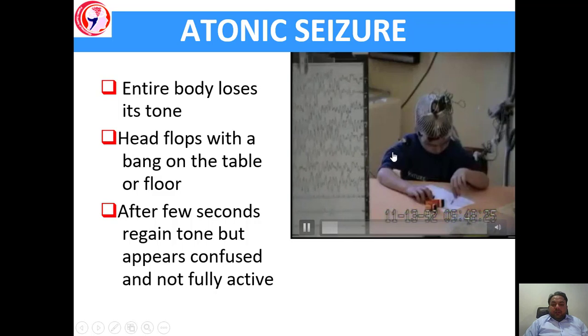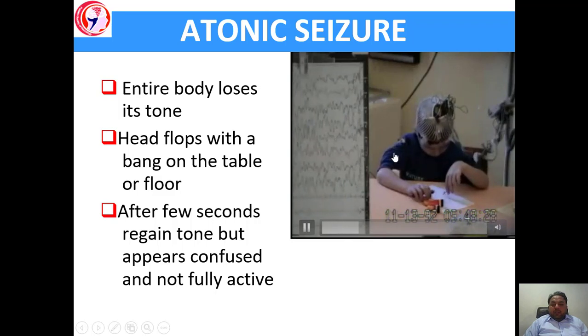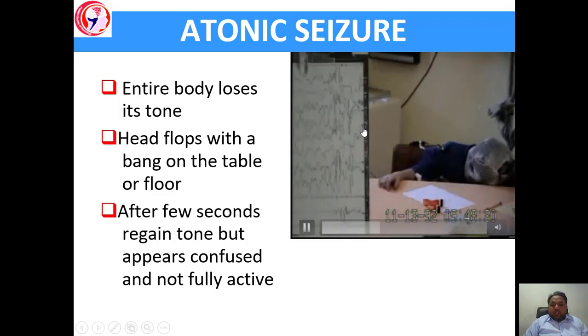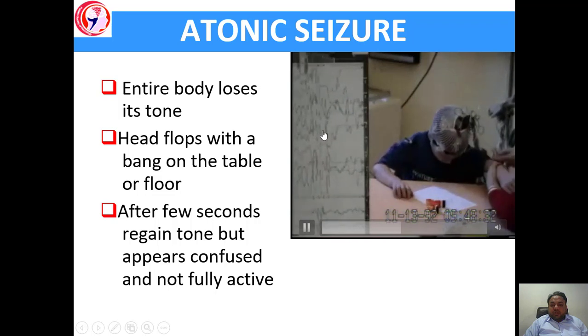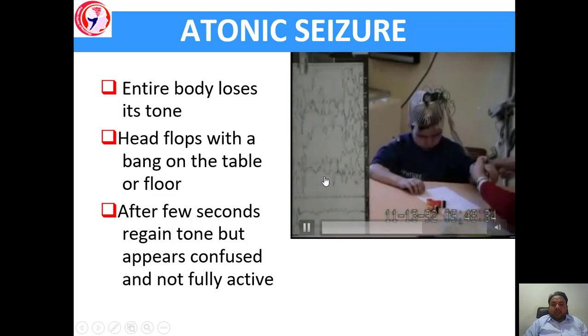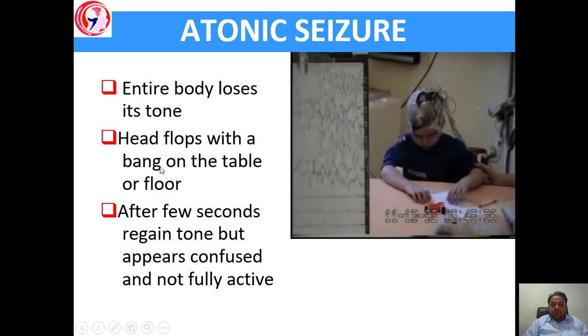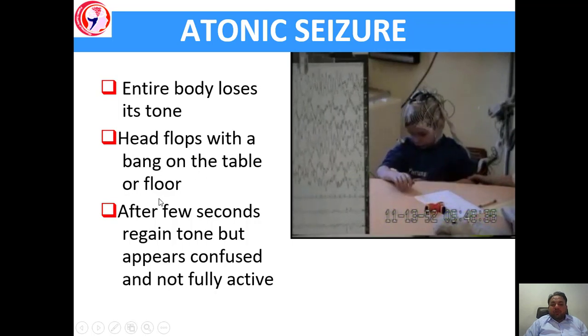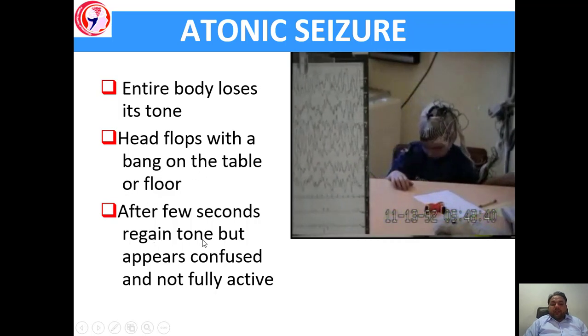Here we can see the example of atonic seizure. It shows sudden loss of tone of the voice, the head falls, after a few seconds regains tone. But atonic seizures can occur many times a day.